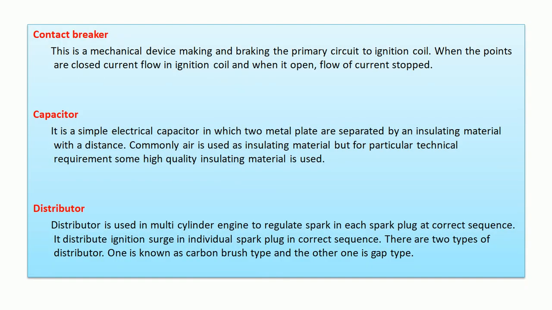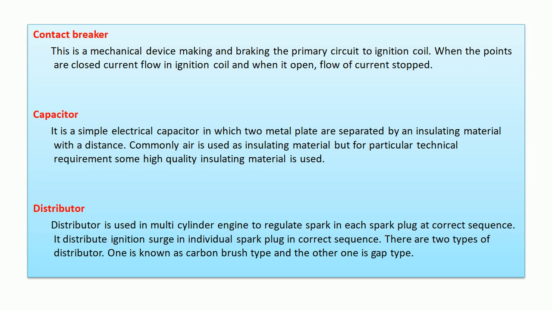Next we have the contact breaker. This is a mechanical device for making and breaking the primary circuit to the ignition coil. When we have to switch on or off, in simple words, this contact breaker is used. When the points are closed, current flow in the ignition coil takes place, and when they open, flow of current is stopped.